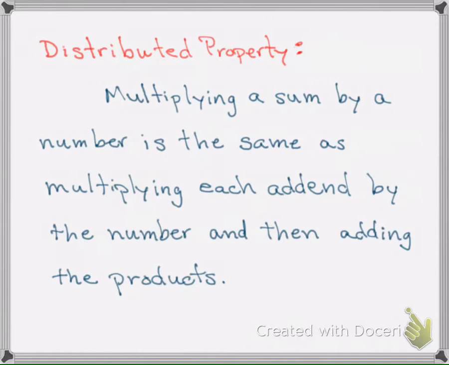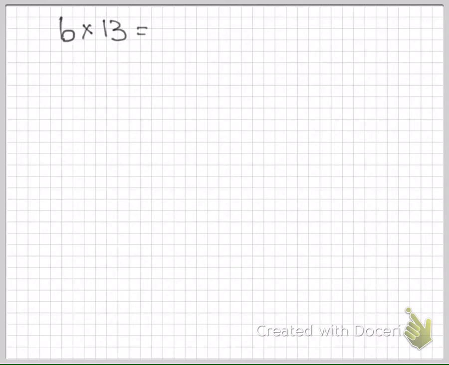Now we need to understand the definition of the distributive property. The distributive property says multiplying a sum by a number is the same as multiplying each addend by the number and then adding the products. Now, I know that sounds absolutely ridiculous, but when we get going, you'll see how this works. So here we have 6 times 13. We're going to use the distributive property to solve this equation.